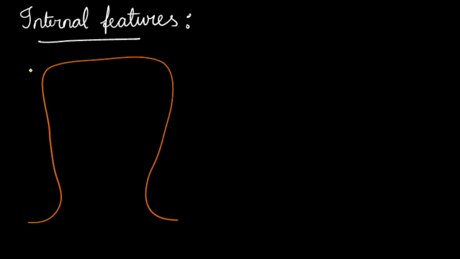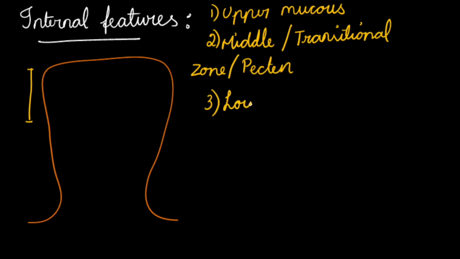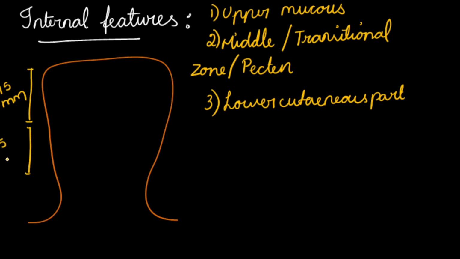Now let us discuss the internal features of the anal canal. The anal canal is divided into three parts: one is the upper mucosal part, the second is the middle part or transitional zone, pecten, and the third is the lower cutaneous part. The upper mucous part is around 15 mm, the middle part is also 15 mm, and the lower cutaneous part is 8 mm, and it may extend up to 10 mm.